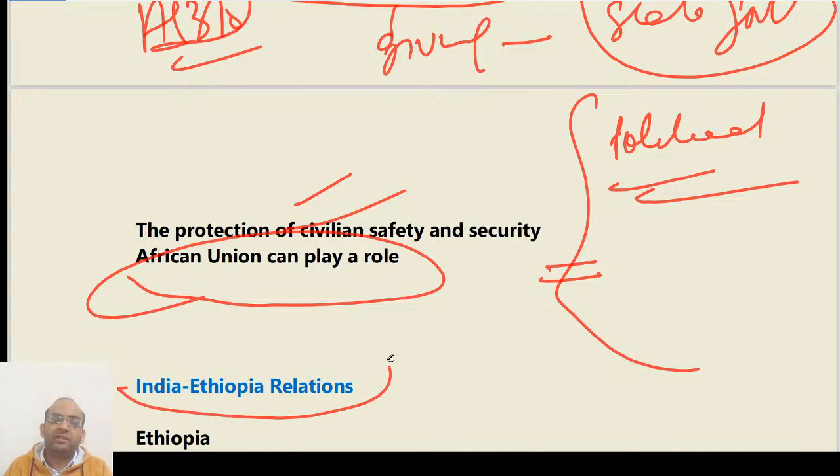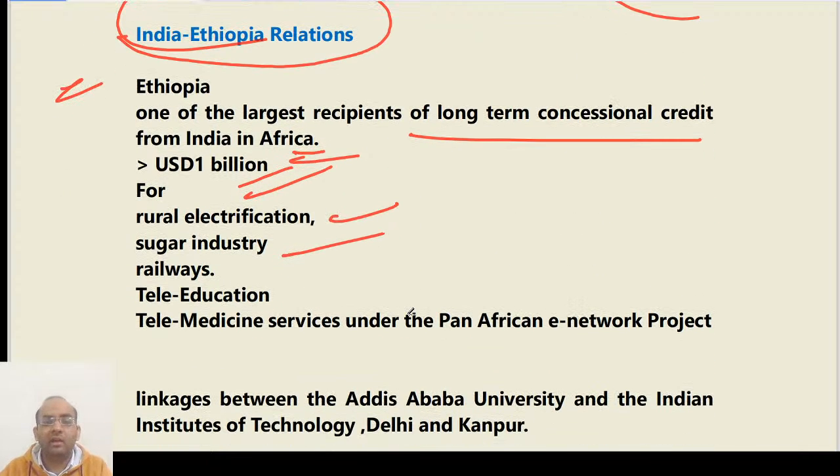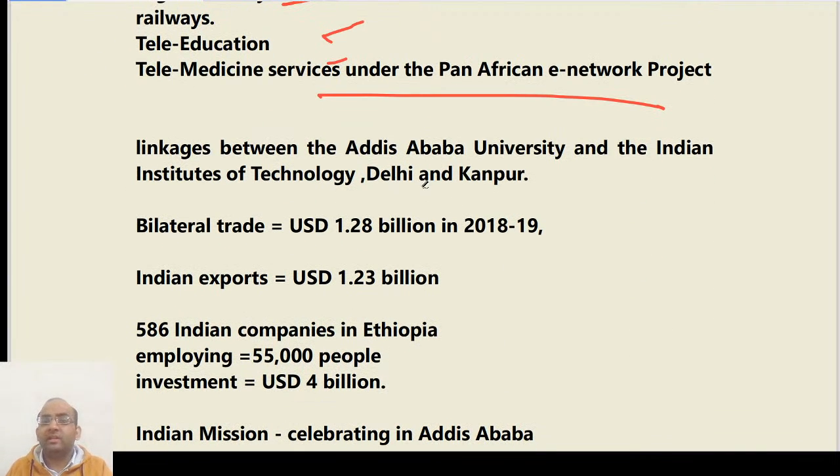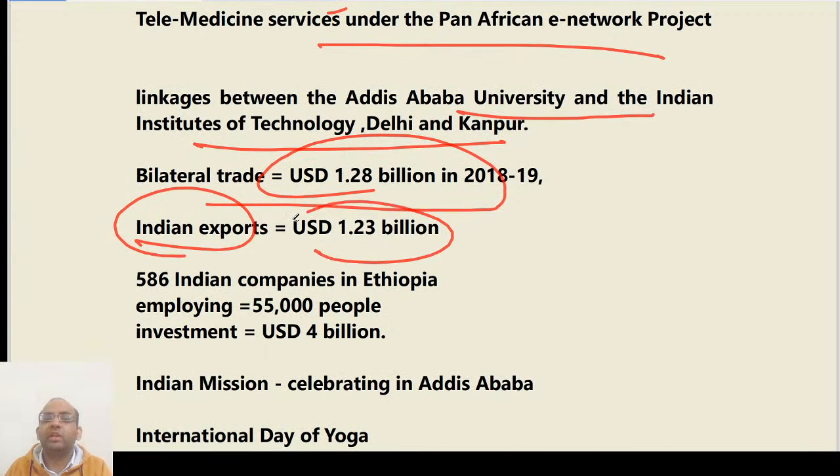Third, because of India's Ethiopian relations. Ethiopia is one of the largest recipients of long-term concessional credit we are giving in the African region. We have given more than $1 billion to Ethiopia for rural electrification, sugar industry, railways, tele-education, telemedicine under the Pan-African e-Network project. And also there is a linkage between Addis Ababa University and IIT Delhi and Kanpur. Our bilateral trade is $1.28 billion. Out of it, our exports are $1.23 billion. So basically, it is our market. Ethiopia is our market.